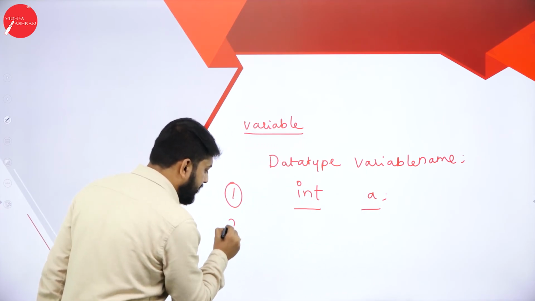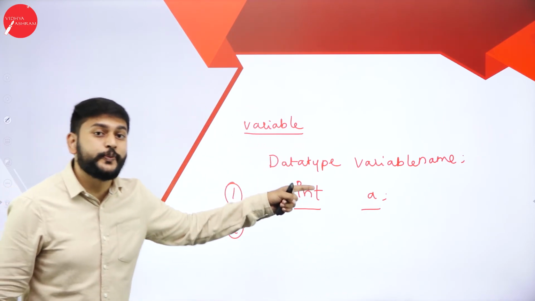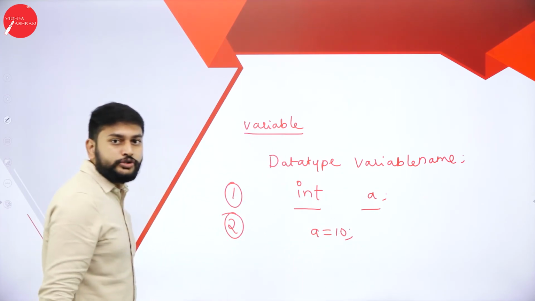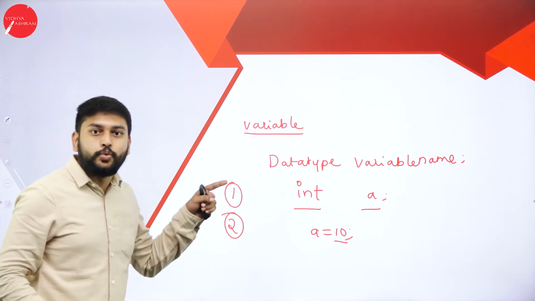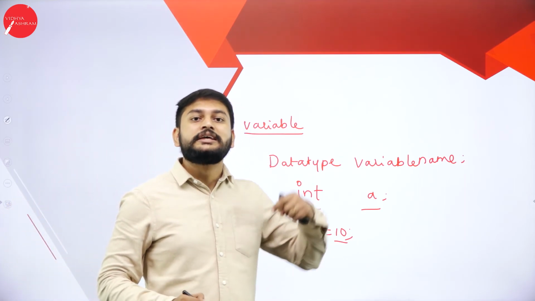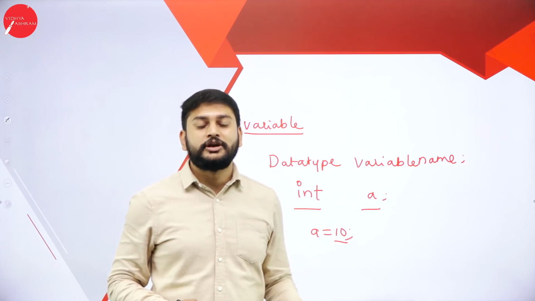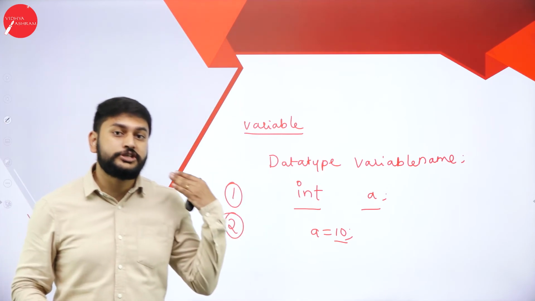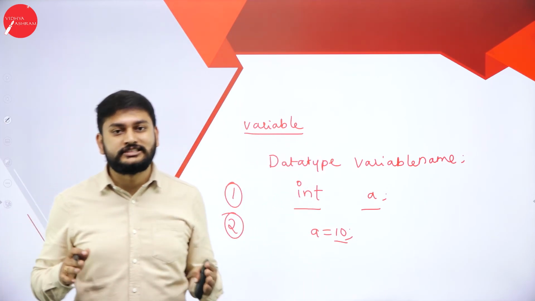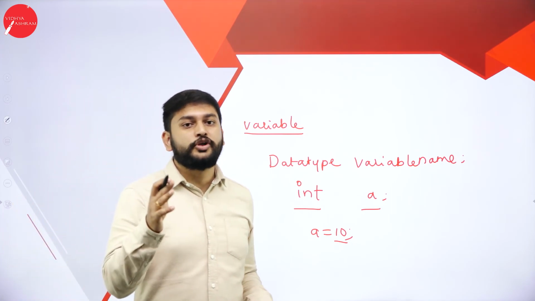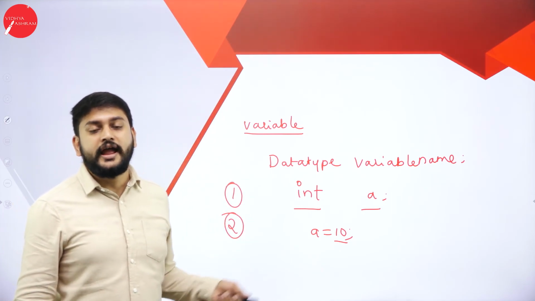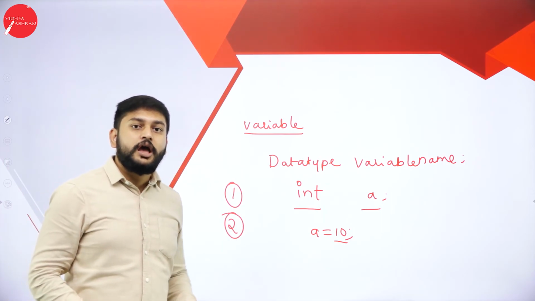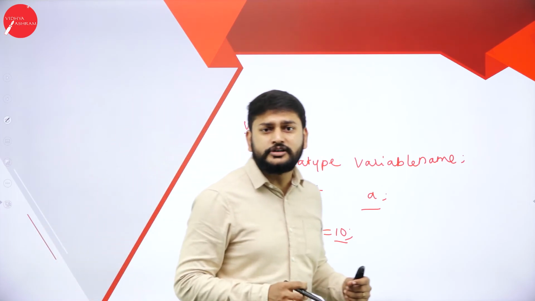Point number 1. Point number 2, what do I have to remember with respect to a variable? The value, whatever I store, for example, A is equal to 10. This value will be changing throughout the program. Yes, it can change throughout the program. It is not constant, is what you have to remember. So this is what I had discussed in the previous session. Now in this session I will be discussing a very important topic.